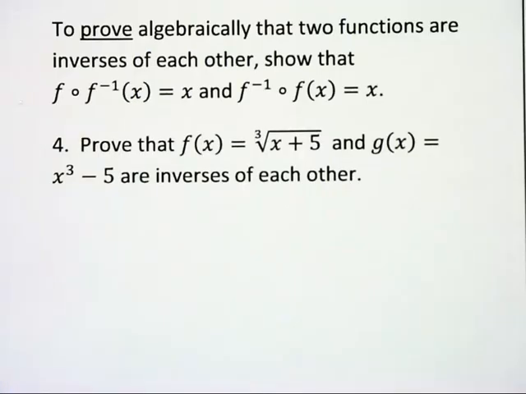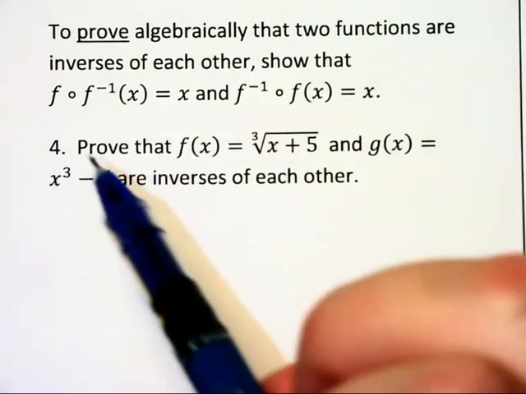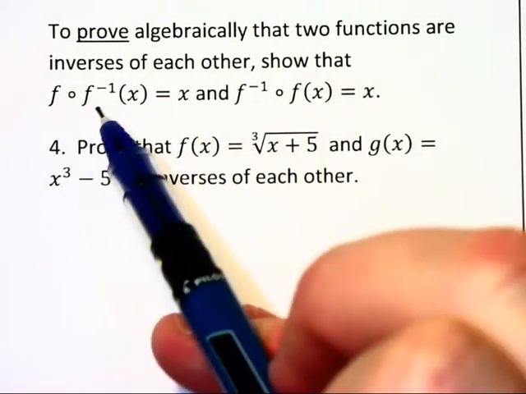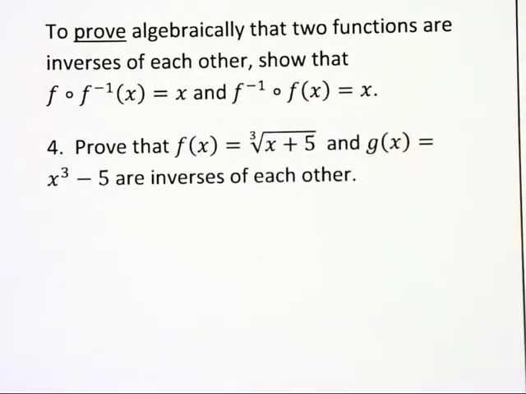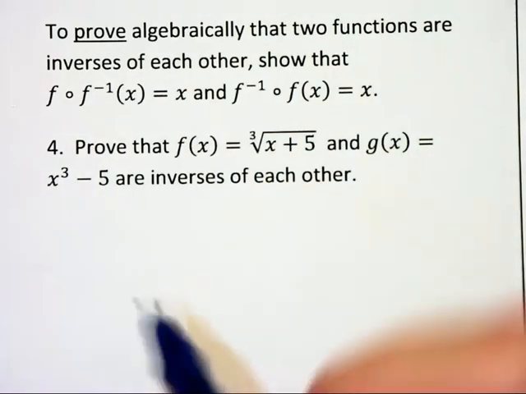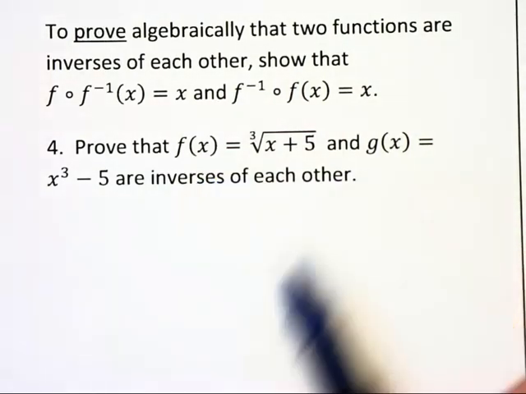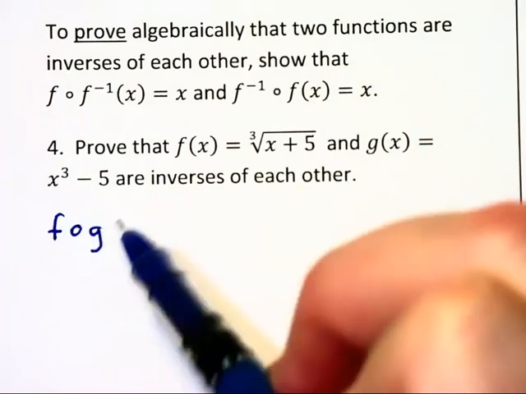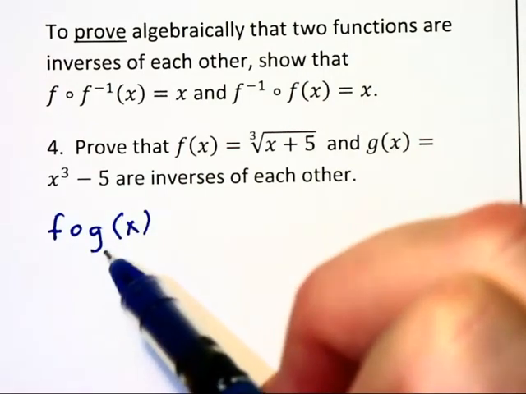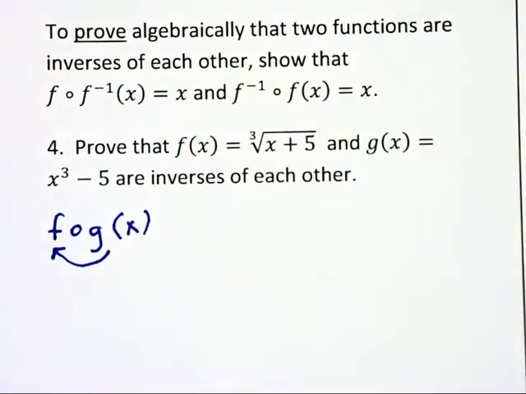Now, to prove that two functions are inverses of each other, basically you need to compose f with f inverse and f inverse with f and show us both times that we get x coming out. So in this problem we're given f of x and g of x, and let's take a look first at f composite g of x. This is where the g of x gets substituted into the f of x.